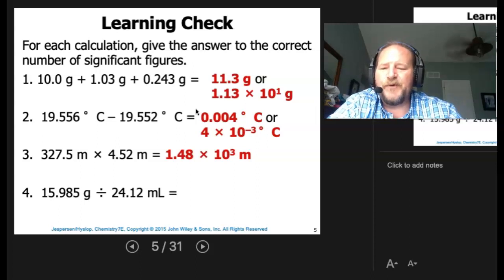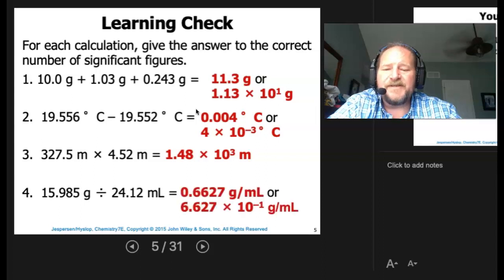How about 15.985 grams divided by 24.12 milliliters? 4 sig figs, so hopefully you got 0.6627 grams per milliliter, or you could rewrite that as 6.627 times 10 to the minus 1.